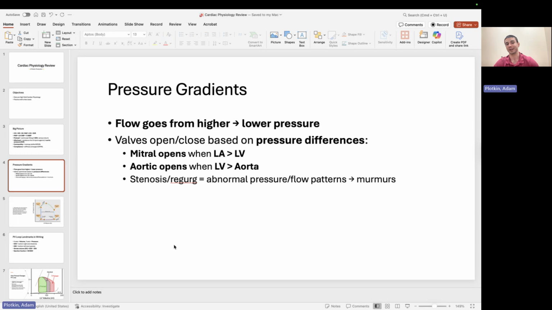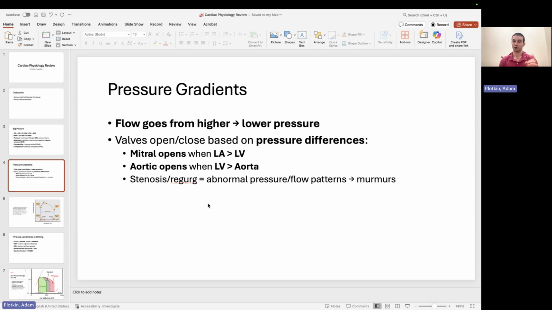So pressure gradients, right? Really simple. Flow goes from higher to lower pressures, duh. And so the valves open and close based on pressure differences. So when we think about the right side of the heart, we ask, what are the three vessels that drain blood into the right atrium? It's going to be IVC, SVC, and my coronary sinus. So they drain into the right atrium. When the pressure in the right atrium gets higher than the pressure in the right ventricle, we push that tricuspid valve open. We dump our fluid into the right ventricle, right?